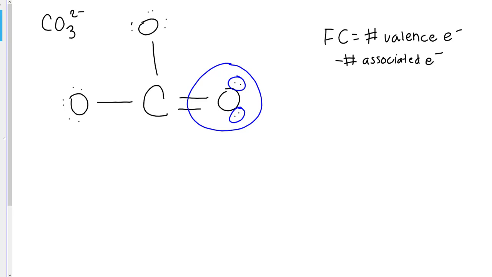When I rip that oxygen out of there, it's like a 50-50 divorce. It gets to keep half of any shared assets and any of its own assets. So these lone pairs of electrons are its own assets. These 4 shared electrons are the shared assets, so it gets to keep half of them. So associated electrons are going to be all lone pair electrons plus half of the bonding electrons. So a quick way is count 1 electron per bond.